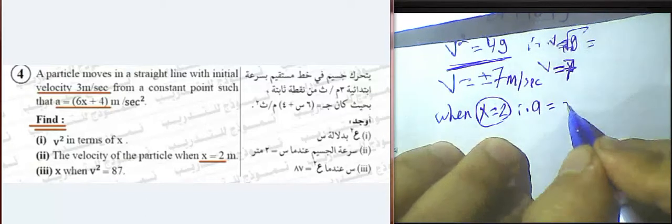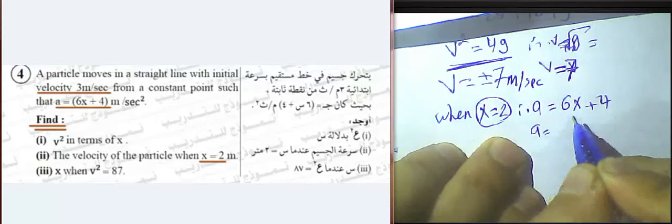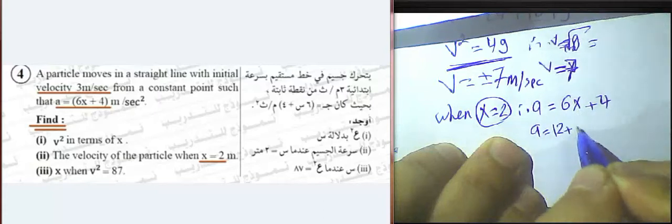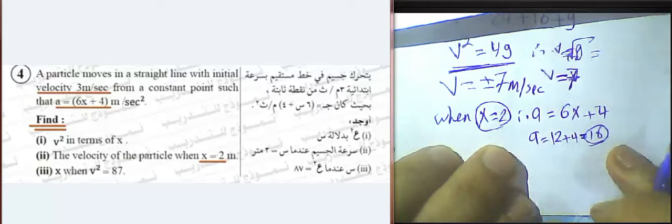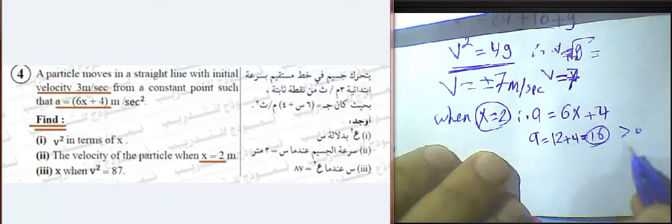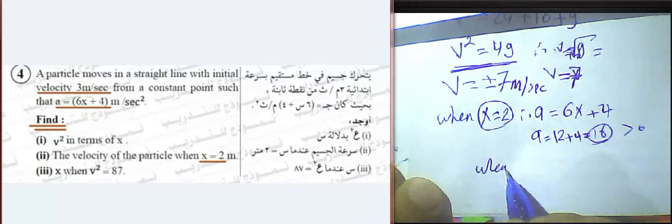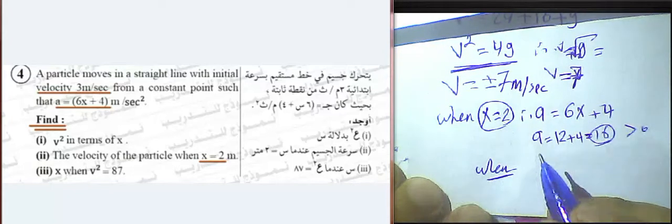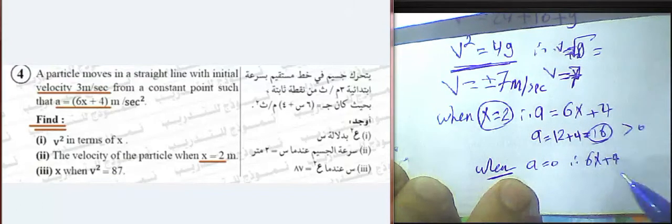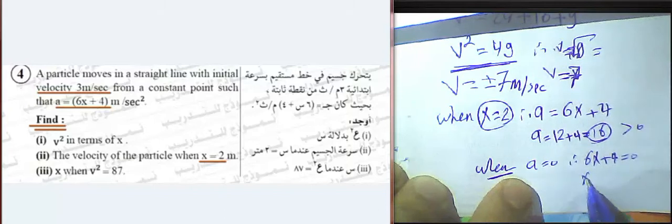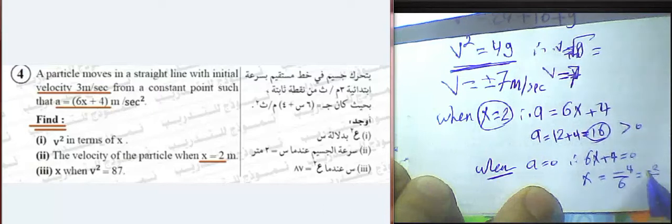We know a equals 6x plus 4, and acceleration will be 12 plus 4 equals 16. So the acceleration equals 16, positive, more than 0. Okay, and when a equals 0, then 6x plus 4 will be 0, and x will be equal to negative 4 over 6. It will be negative 2 over 3.